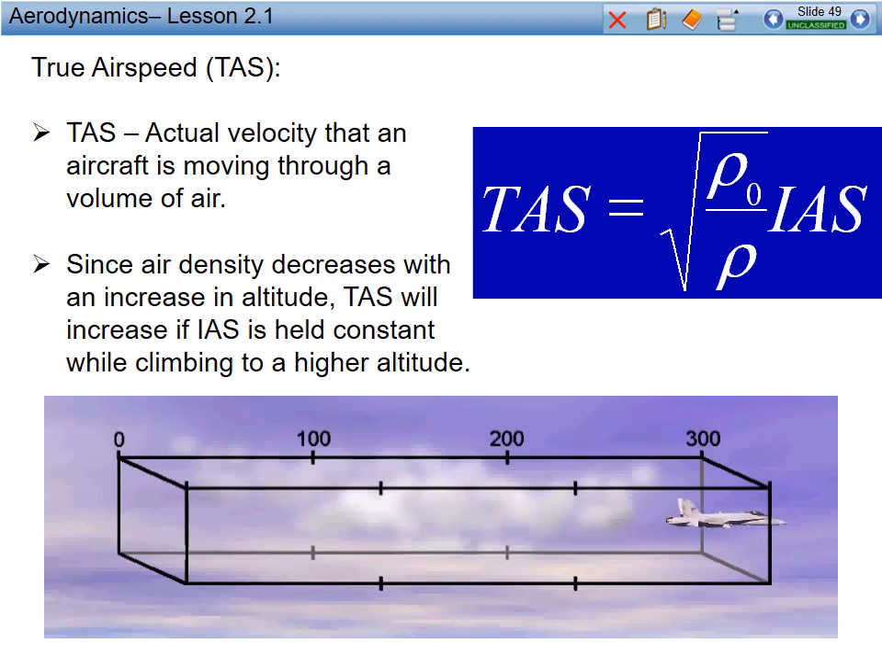Once again, true airspeed is the actual velocity that an aircraft is moving through a volume of air. Since air density decreases with an increase in altitude, true airspeed will increase if indicated airspeed is held constant while climbing to a higher altitude.